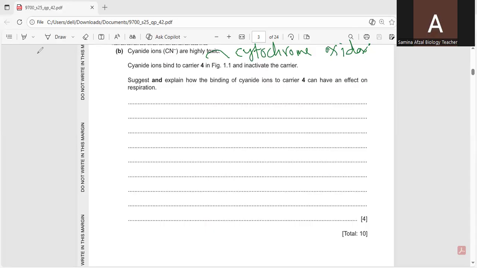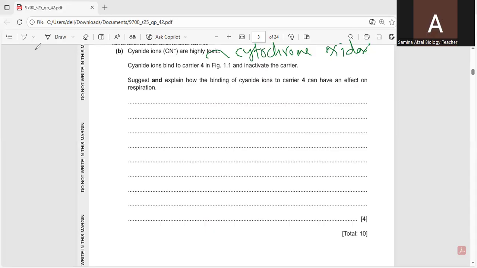Then electron transport carriers cannot pass on their electrons, they remain in their reduced states. So the lack of oxidized coenzymes means that the earlier stages of respiration, especially the Krebs cycle and link reaction, are also inhibited because they run out of the necessary coenzymes to accept electrons, that is the oxidized ones. So the cell must then rely solely on glycolysis for ATP, which is a much less efficient process. So now I'm going to write all this.